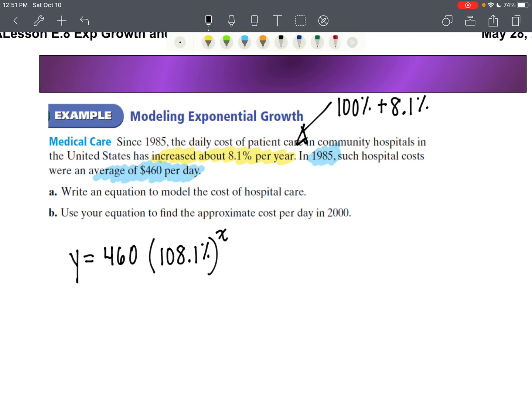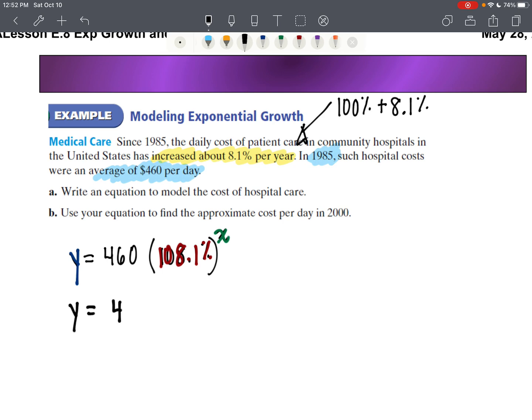Now, two things that we have to look at here. We have to look at this 108.1%, and we have to look at this x power. So those are the two things that we're going to be looking at. What does x stand for? What does 108.1% translate to when we're talking about a decimal? And then what does y stand for? So let's take care of the 108.1% first.